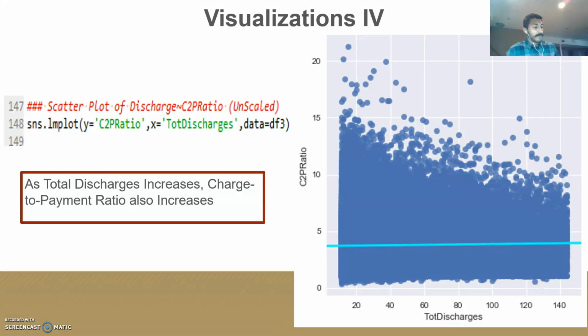I also flipped the X and Y axis, so we can definitely say as total discharges increases, C2P ratio also increases. Remember, high C2P ratio or charge to payment ratio is unfavorable because those extra charges the hospital was not reimbursed for can see its way trickle down to the patient.